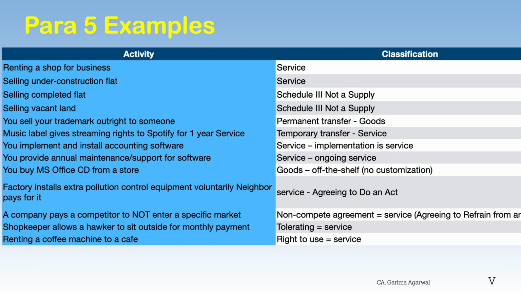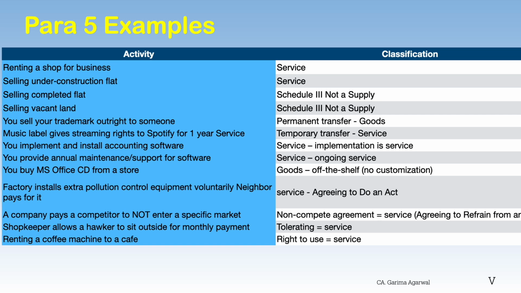Now let's take some para 5 examples. The activity is renting a shop for business. Again, it is a service. Selling an under construction flat. Again, service. We already discussed it earlier. It's a construction service being provided. Selling a completed flat. It's under Schedule 3, not a supply of goods or services. Selling vacant land. Again, part of Schedule 3, not a supply of goods or services.